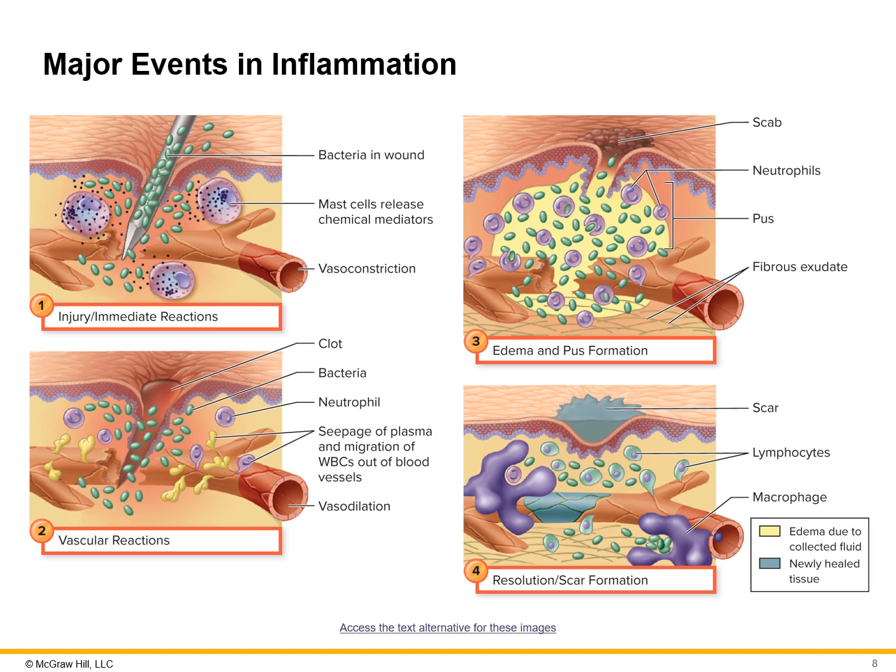So then again, just looking here at those major events. We have our injury here, that immediate reaction. So we have a nail or something going into our skin. The first thing is going to be the vascular reaction. So the vasodilation, the blood vessels dilate. We bring lots of blood there. That's when the redness and the heat come in from that extra blood. But that brings those immune cells to the area. Then we're going to get the swelling and the pus.